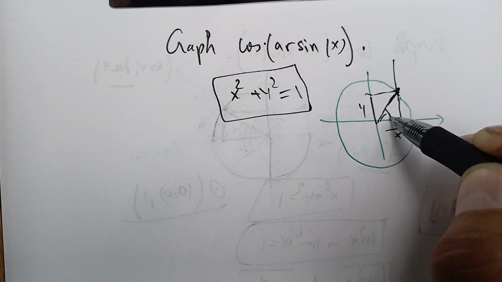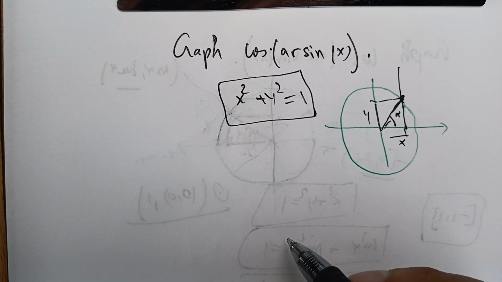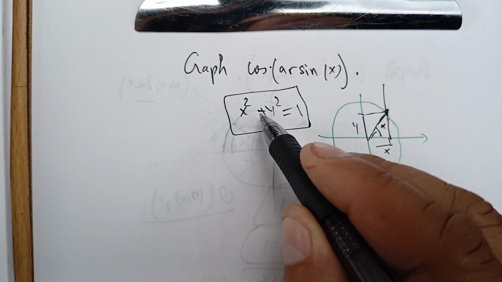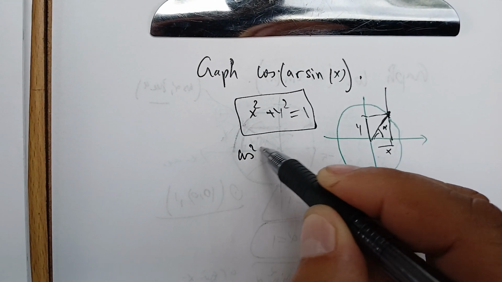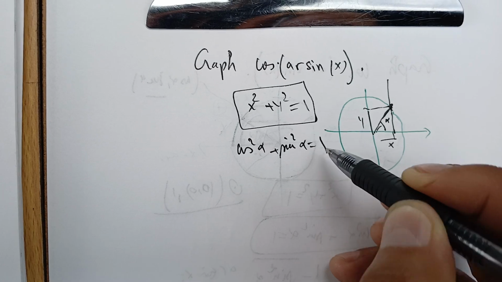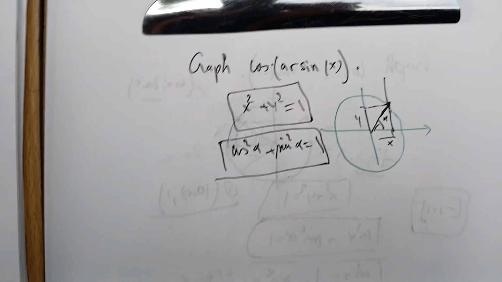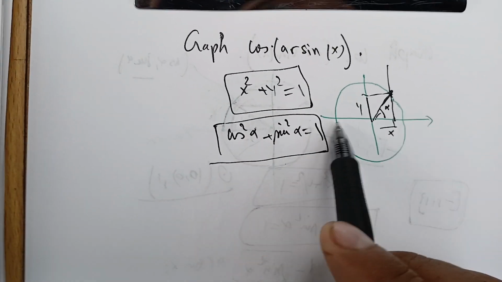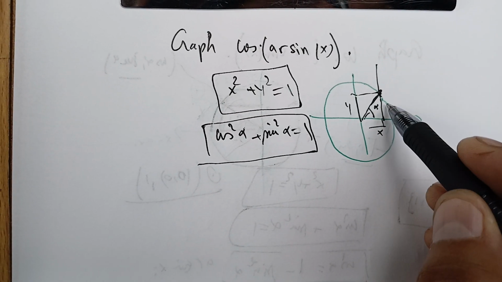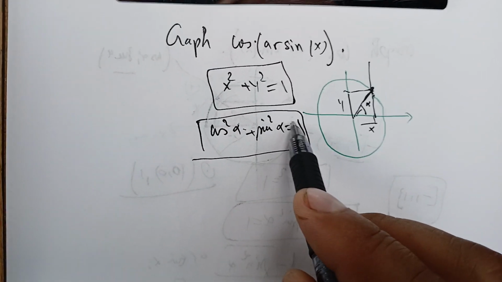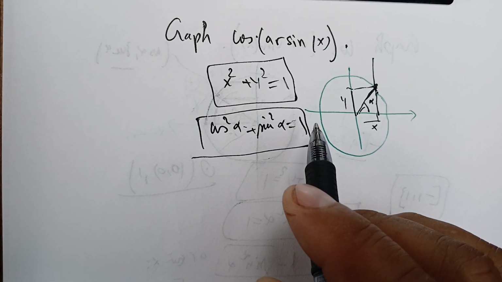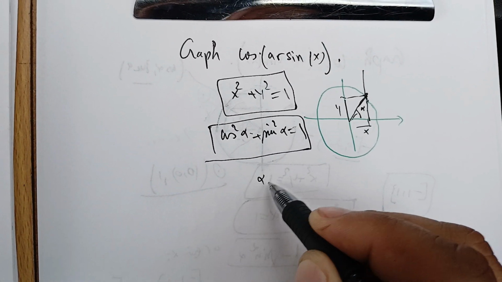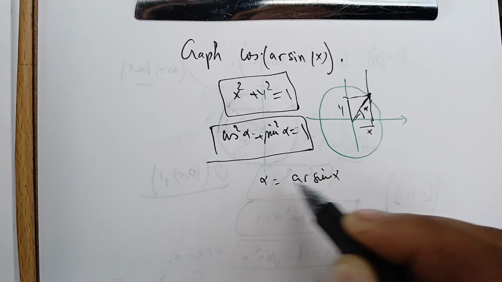But if we define this angle here, we can write cosine squared of alpha plus sine squared of alpha is 1. So this is another way, using the angle as the parameterization of the circle. To graph this one here, note that our angle is arcsine of x.